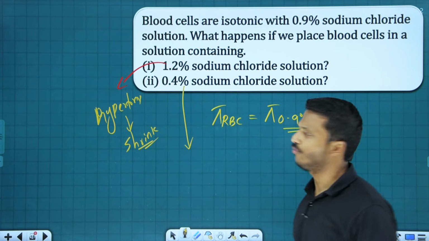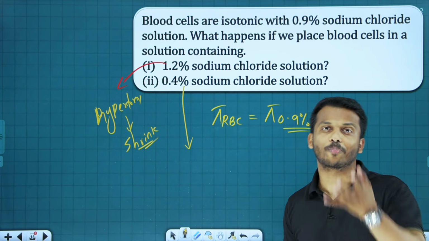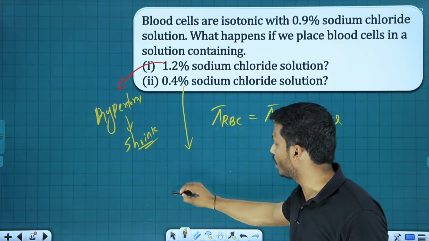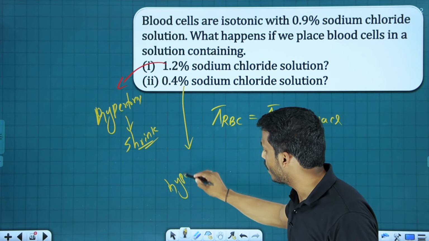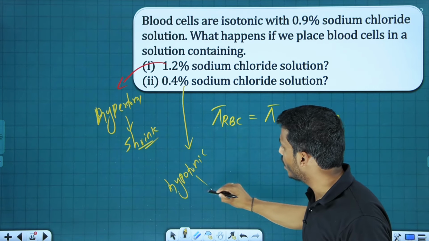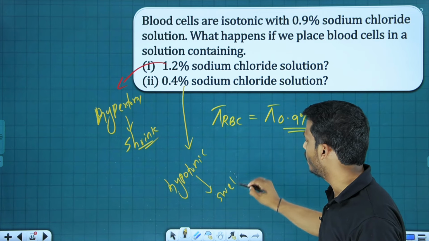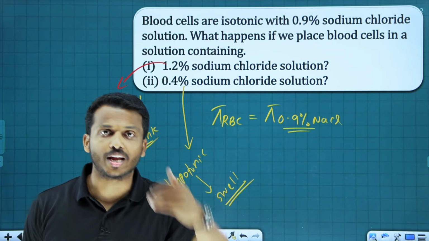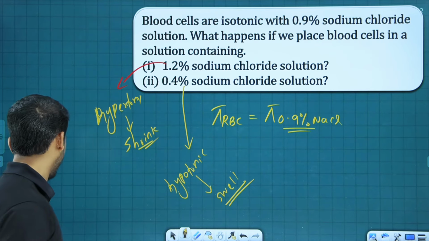What about if you kept an RBC in 0.4%? 0.4 is less than 0.9, so it has less osmotic pressure, so it will be a hypotonic solution. In hypotonic solution, RBC swell. Remember, in hypertonic solution it will shrink, in hypotonic solution it will swell.